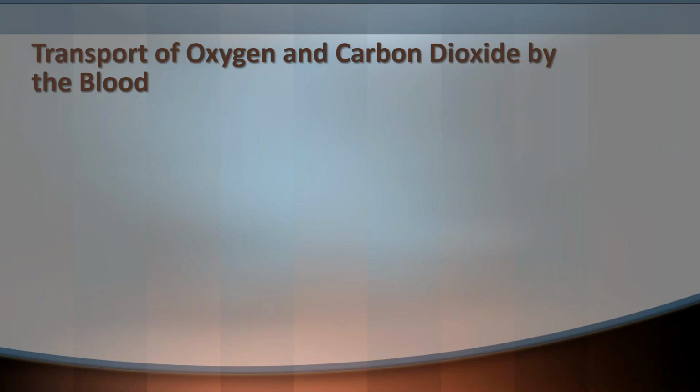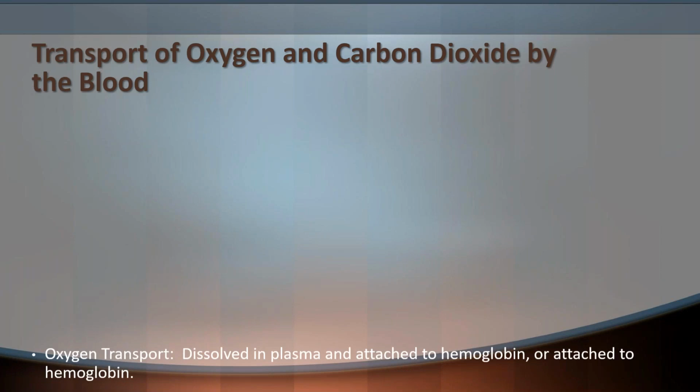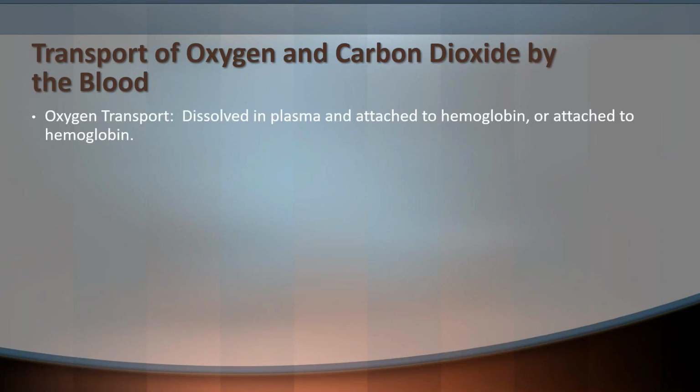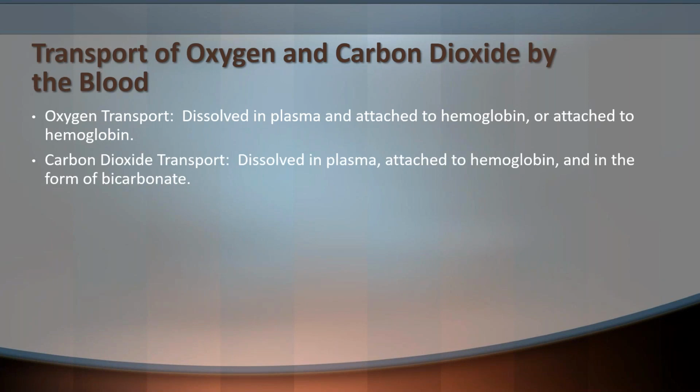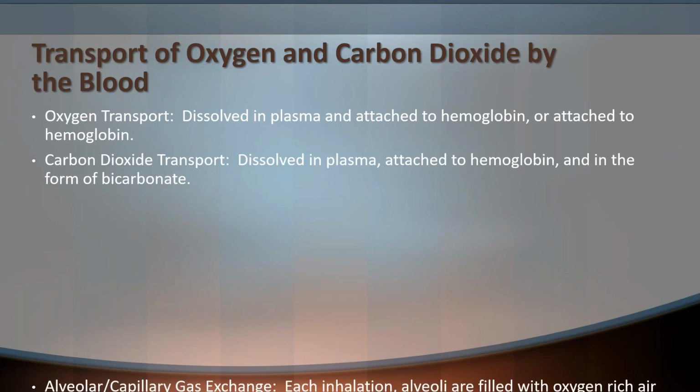So the transport. We need some type of transport that's actually going to be carrying the oxygen molecules to the different cells and tissues of the body. And then we also need it to carry that carbon dioxide away from those cells back to our respiratory system so that we can properly get rid of it. Our oxygen transport is going to be facilitated by our hemoglobin, or our red blood cells. Carbon dioxide is going to be dissolved within the plasma, and it's also going to be attached to that hemoglobin, and then it's going to work its way back through our system to our respiratory system.